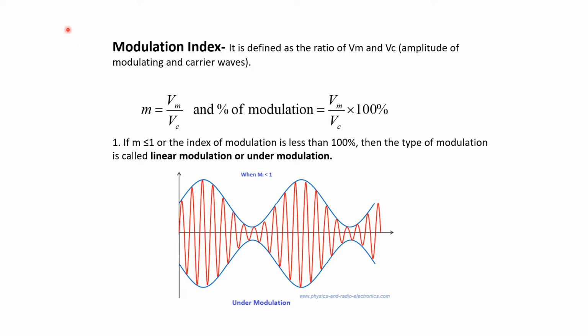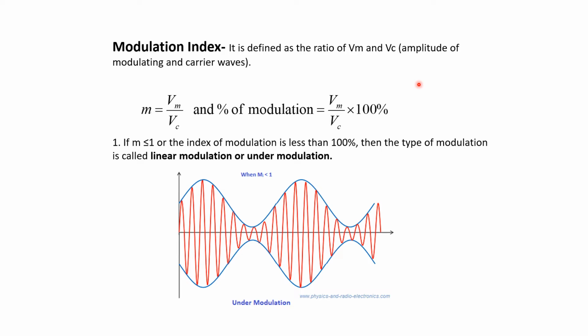Now in the process of modulation, we define a very important term which is called modulation index. Modulation index is defined as the ratio of Vm and Vc. That is, the modulation index is represented by the term m, and m is equal to the amplitude of the modulating wave divided by the amplitude of the carrier wave.